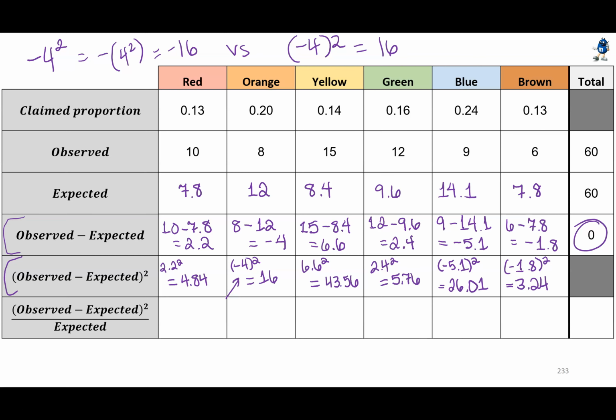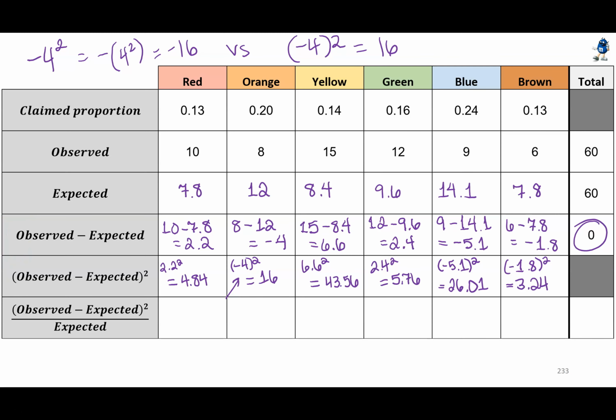So go ahead, square. Make sure that any value that you're squaring that's negative is in parentheses when you're squaring it. You should get all positive values, right? If you square positive numbers, you get positive numbers. If you square negative numbers, you get positive numbers. So now they're all positive. And that's on purpose, because if we were to add and subtract the observed minus expected, some of them would cancel each other out, because some are positive, some are negative, and we don't want that.